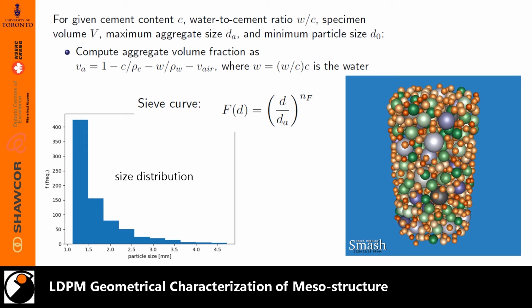The LDPM first generates the mesostructure. It takes an empty container and inserts particles inside from the largest to the smallest. It checks that the volume of the aggregates does not overlap with other volume components such as sand, water, and others. The size distribution is calculated from the Fuller curve.